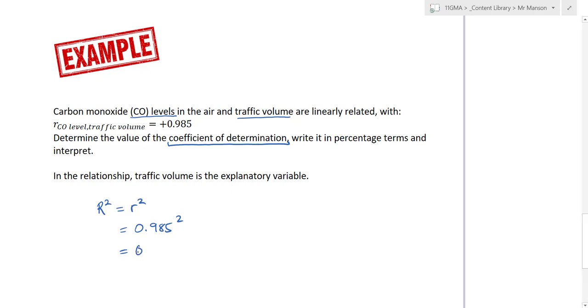The actual maths in this topic is pretty easy. Just got to get those little tiny contextual things right. I think there's only one more. Scores on tests of verbal and mathematical ability are linearly related with that.